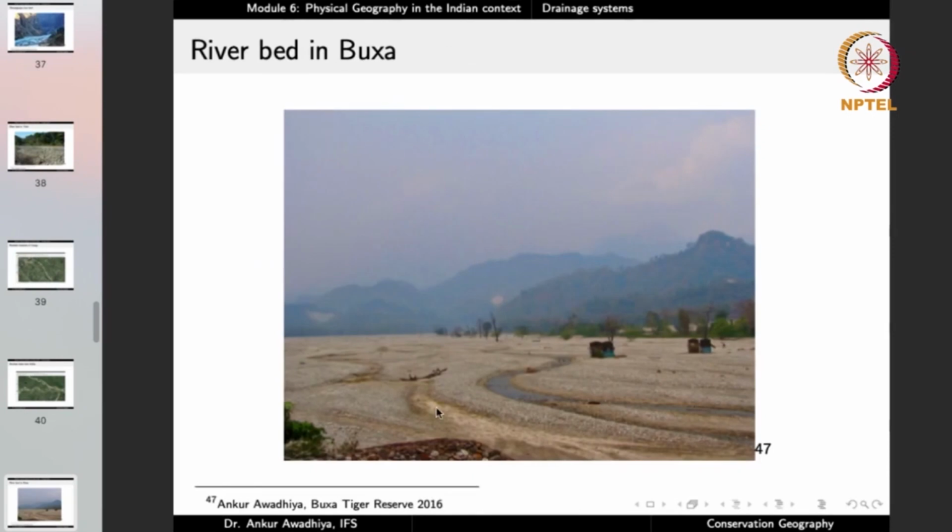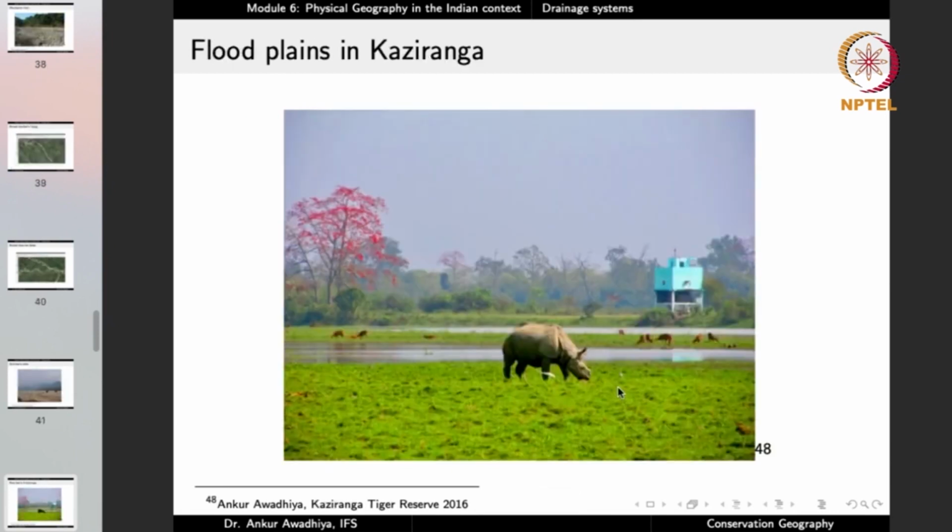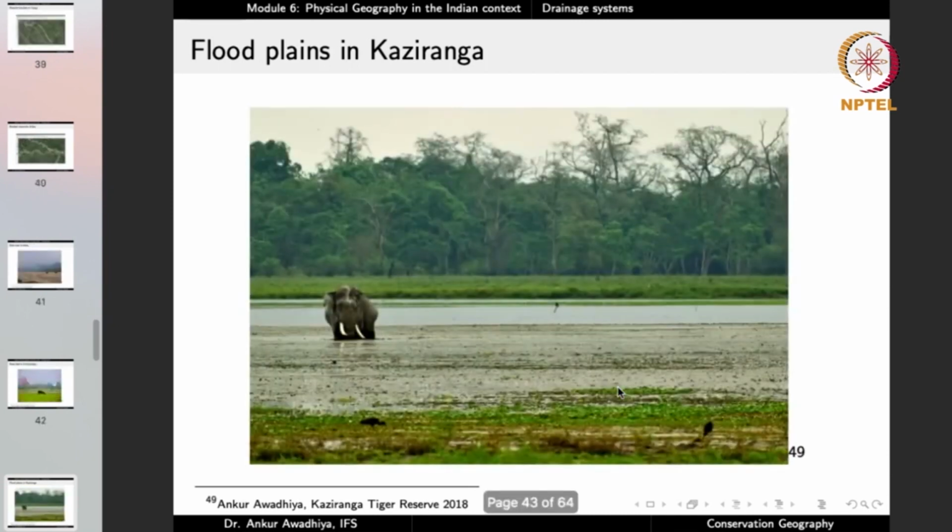This is another example. So this is a view from the Buxa Tiger Reserve. Here again you can observe that the river bed has a large amount of deposits. And because it has so much deposits, the river has been changing its course time and again. When such a thing happens, it generates a very flat floodplain, and these flat floodplains are a very unique habitat that we find in our country. So these are very flat areas constructed by a large amount of deposition of the sediments.